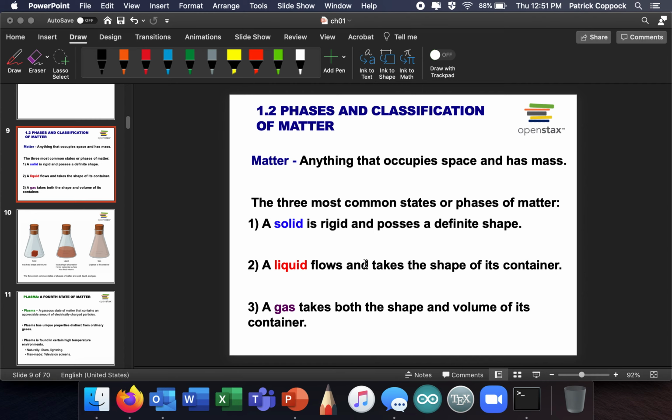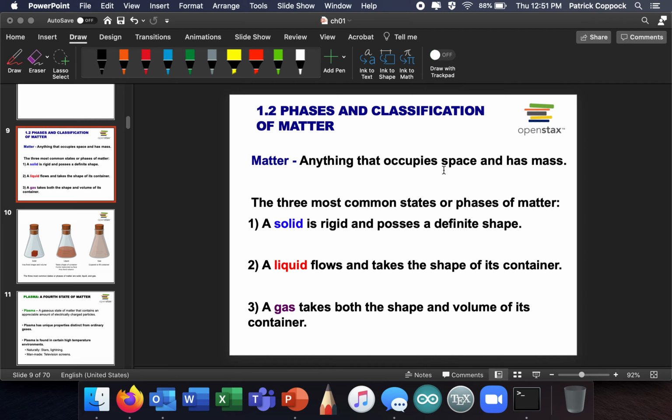Okay, so we have a big section here. We're going to talk about phases and classification of matter. So this is going to include things like states, which you see right here, mass, one law we're going to talk about. We're going to talk about elements, atoms, molecules, substances, mixtures, a lot. Okay, so this is a big section.